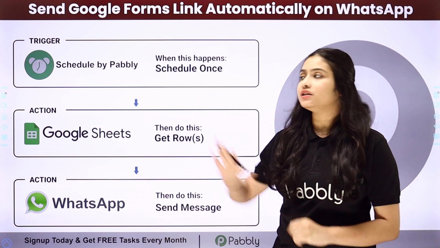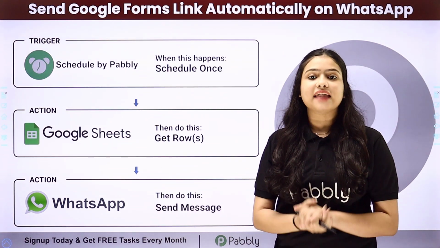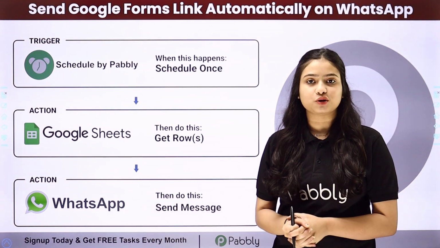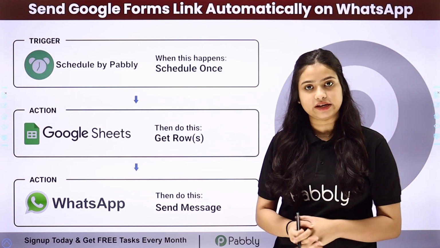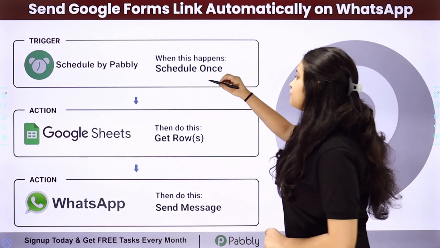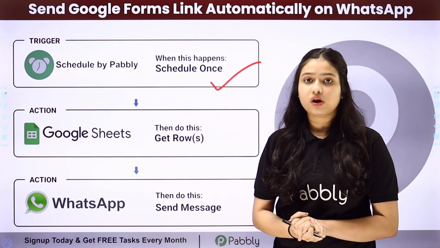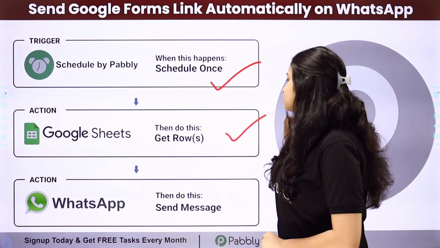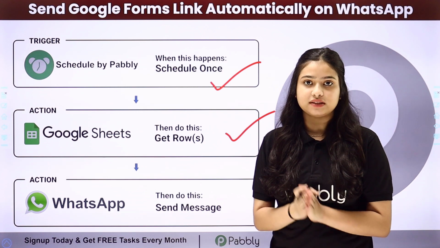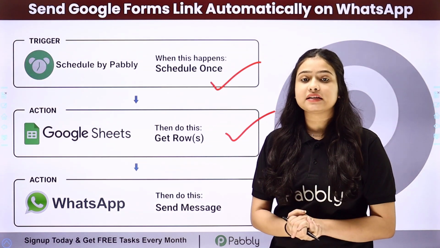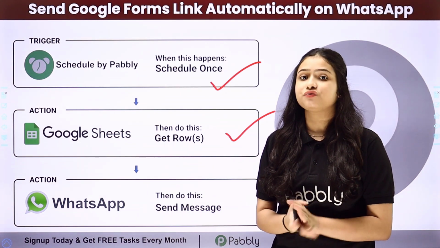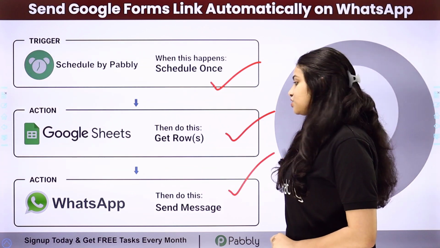For this, we are going to integrate all these applications, and that we are going to do with the help of an amazing automation and integration software, Pabbly Connect. So here, we have Schedule by Pabbly in our trigger, through which we are going to schedule the entire workflow, and then in the action we have Google Sheets, through which we are going to get the details of the students in Pabbly Connect, and by using those details we are going to send a WhatsApp message. For that we have Vati in our action application.